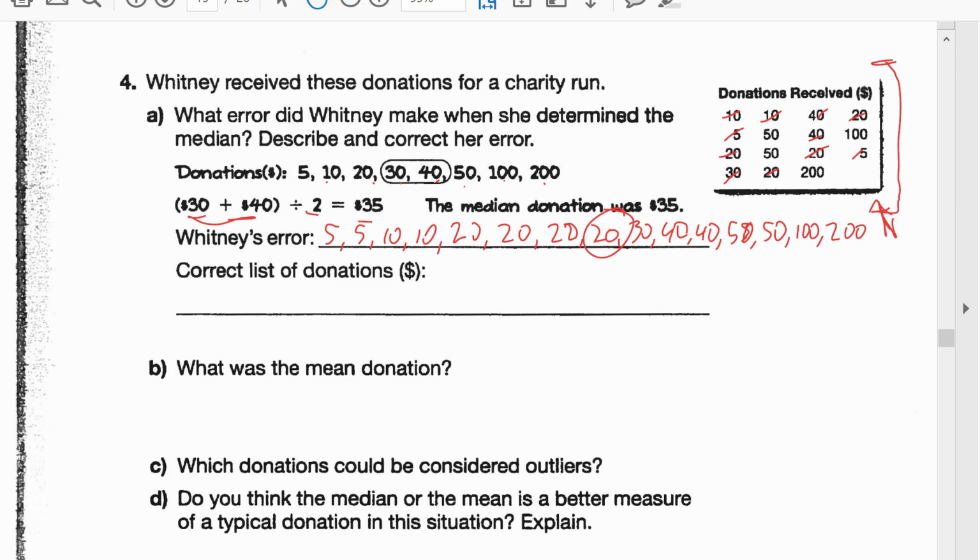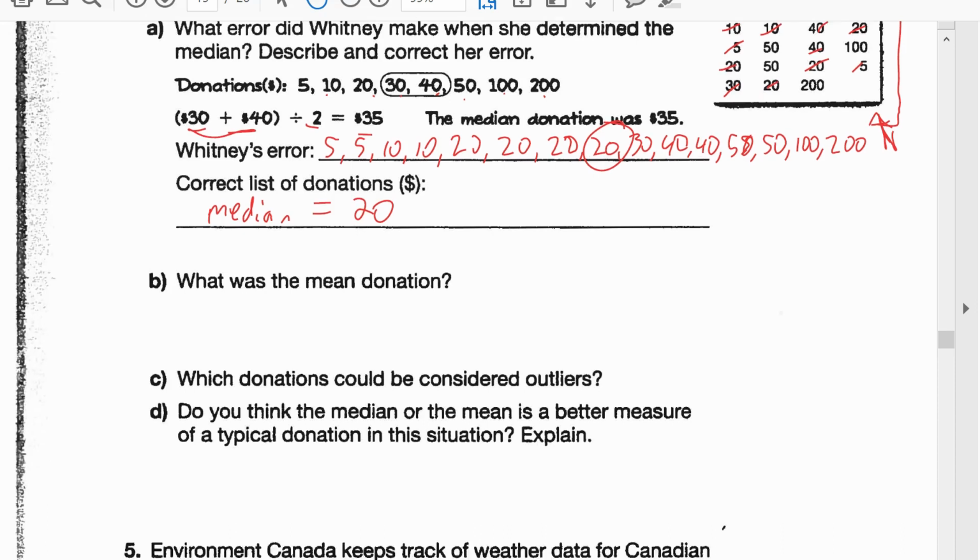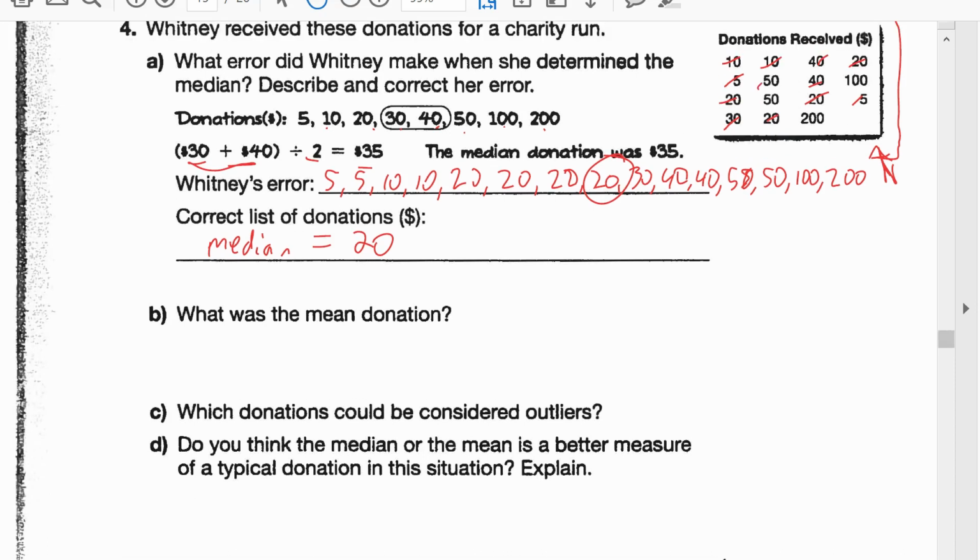So the median equals 20, not 35 as she originally did. So always make sure you write down all of the values that you're given.